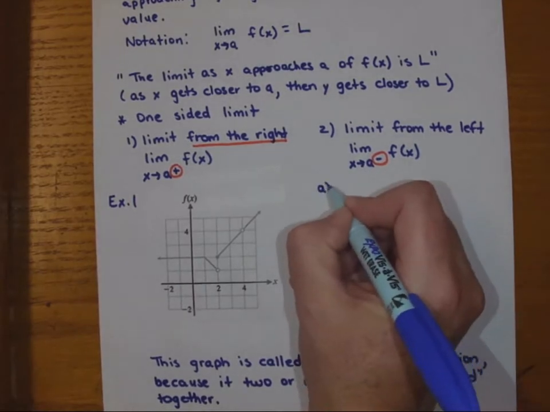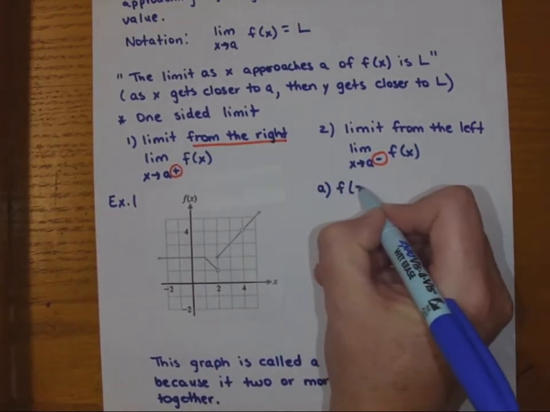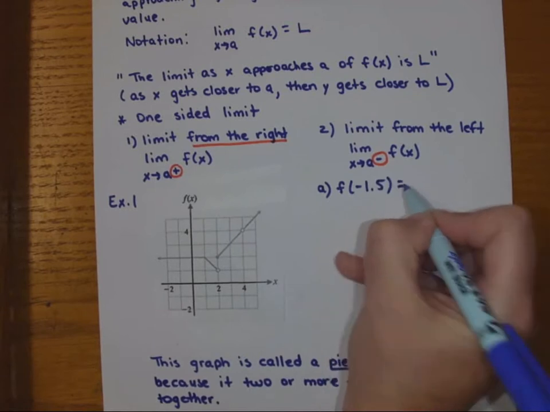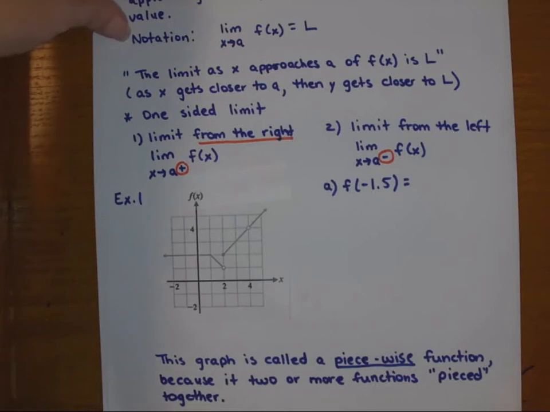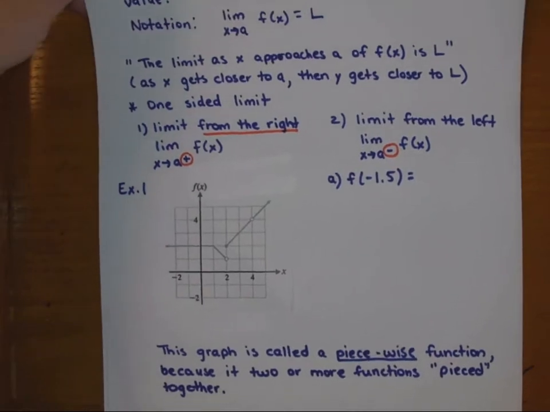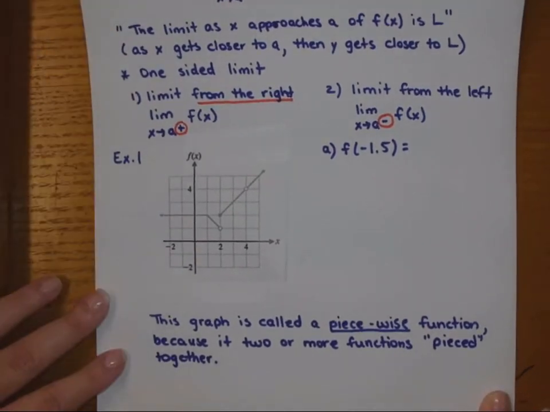So I'm going to ask you a series of questions based on this picture. The first two are actually not new material. They're older material. If I ask you to find f of negative 1.5, f of anything, f of x just means y. So I'm asking you to look at the graph and tell me what the y value is when x is negative 1.5.